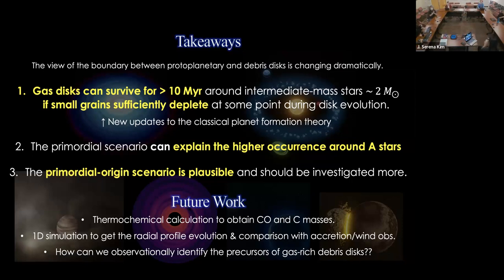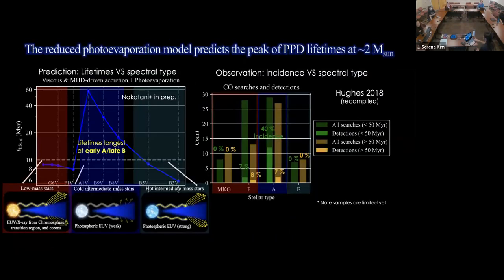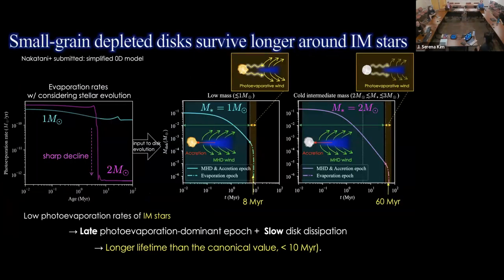Question? One for the second part. So what is the expected mass accretion rate on these intermediate mass stars, and can it be measured? At which part? Like, I mean, you say that maybe some of these, what we call debris disks, are primordial disks. So then they would be accreting disk gas, right? So what would be the rate?